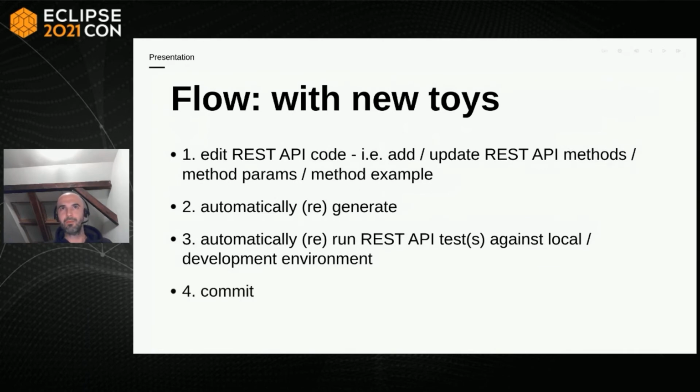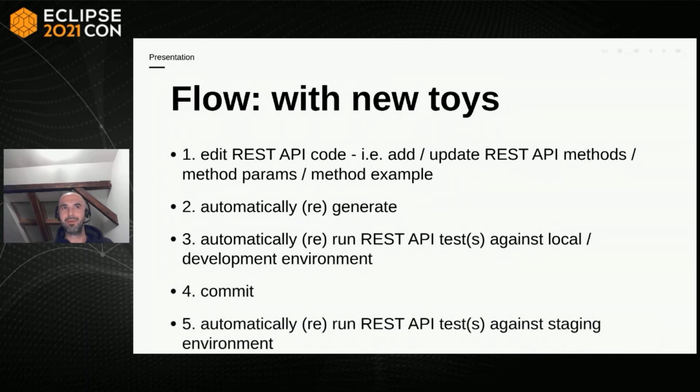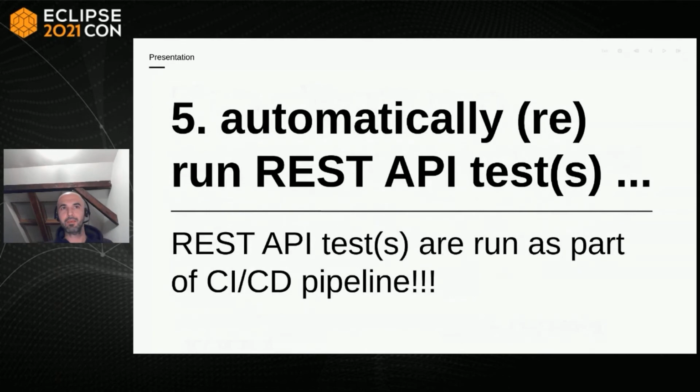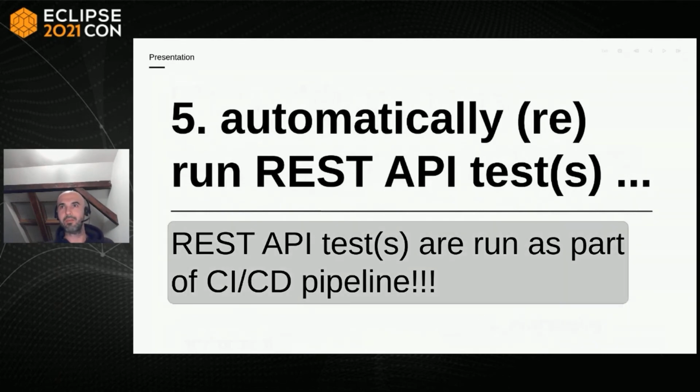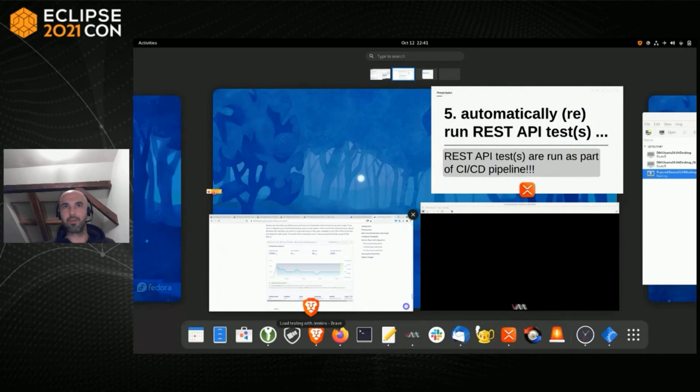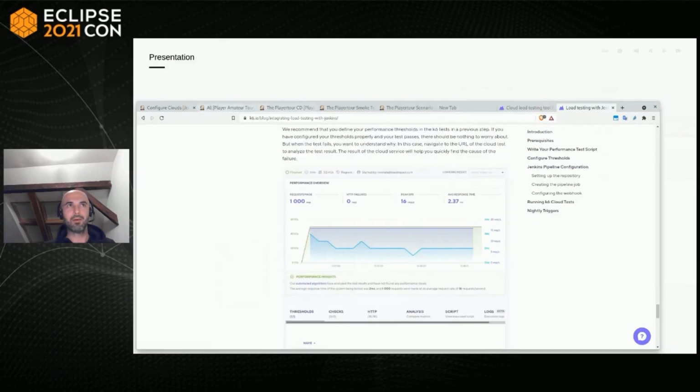Then the quicker you can do it, the quicker you can make the commit. And once you make the commit, if you had the pipeline configured with these new toys, then again, everything else is done for you. So those tests can be run as part of the CI/CD pipeline. And let me just quickly show you how this is done on an example project, on a commercial project that I deployed for a client.